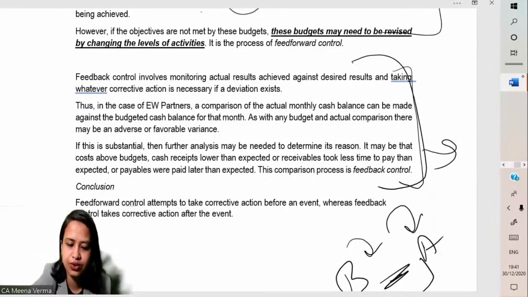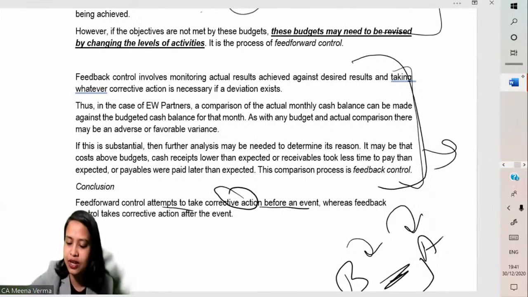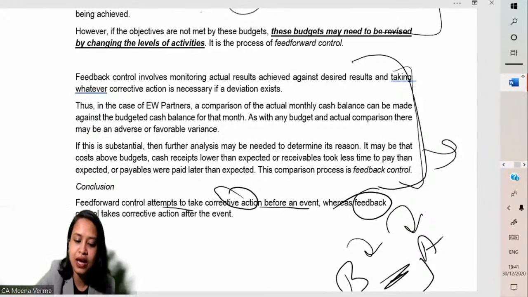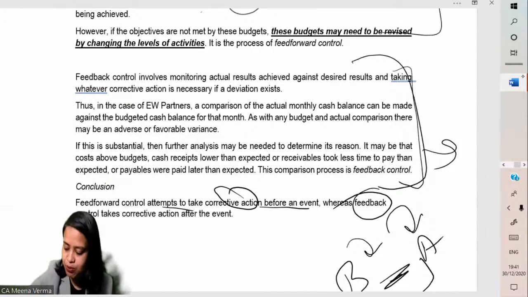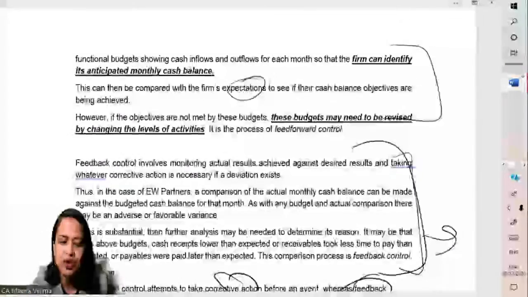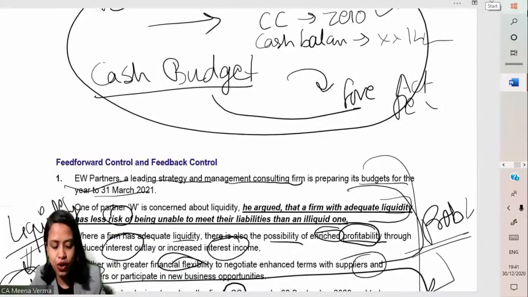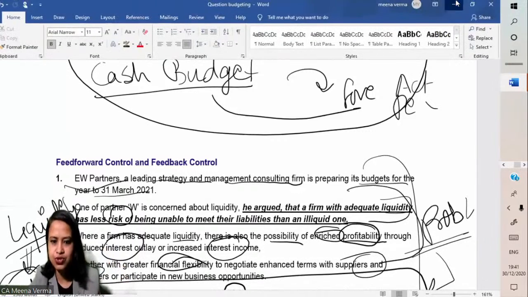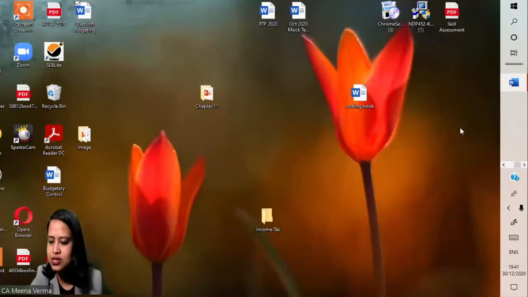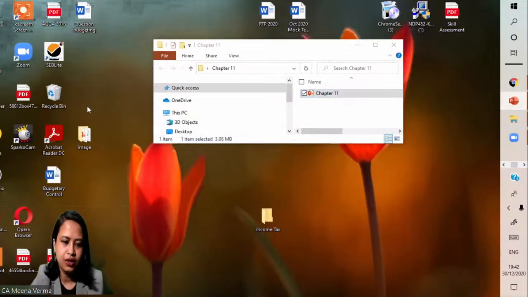And accordingly you can write the conclusion. Feed forward control attempts to take corrective action before the error actually arises, and feedback is a method to take corrective action when the problem has actually arisen and you are taking action to remove it. So in this way you can write the answer. You can see this topic is important, and you have the question in the revision test paper, and in your past examinations also you have questions related to this topic. I hope you understand that the topic is important for us.